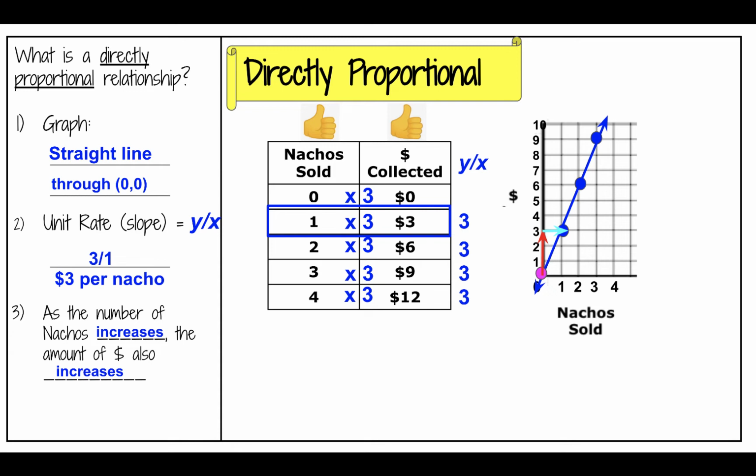We're looking for a graph that's going right through the origin with a straight line. We're using that unit rate to make sure that unit rate is constant as we move throughout our data. Let's look at another example.